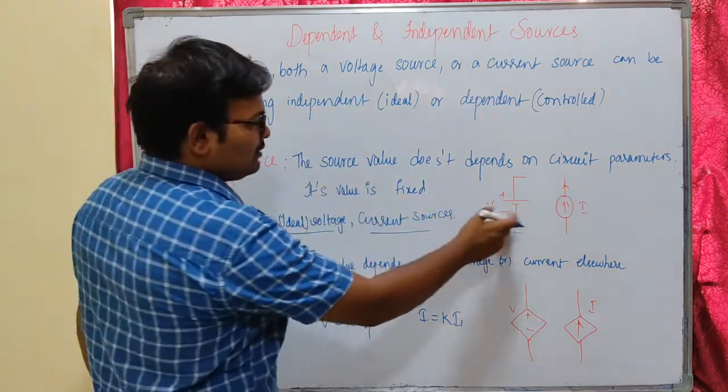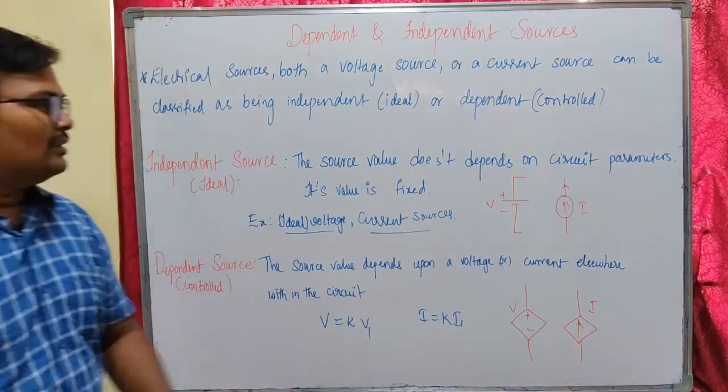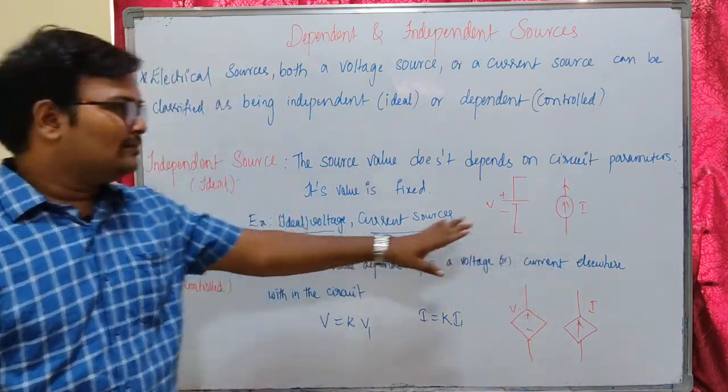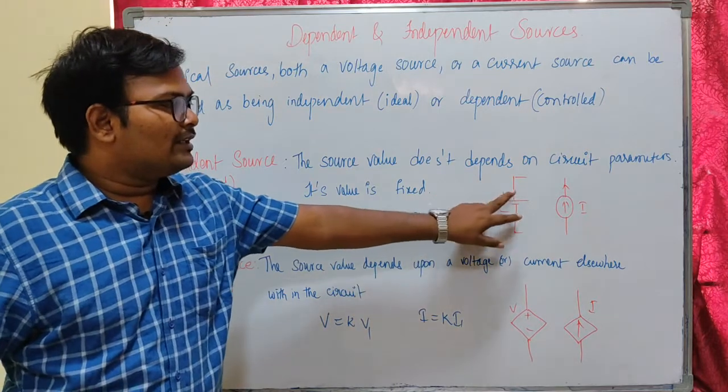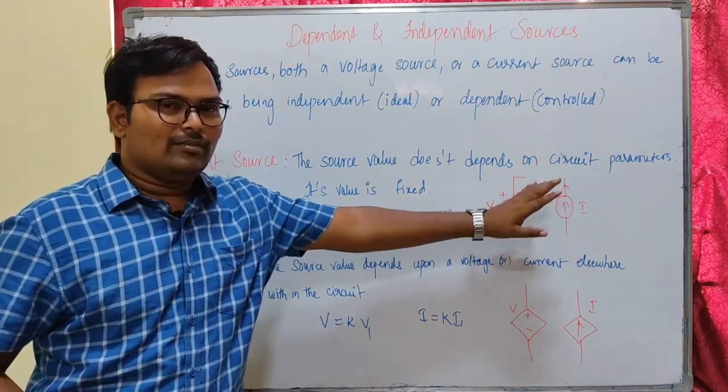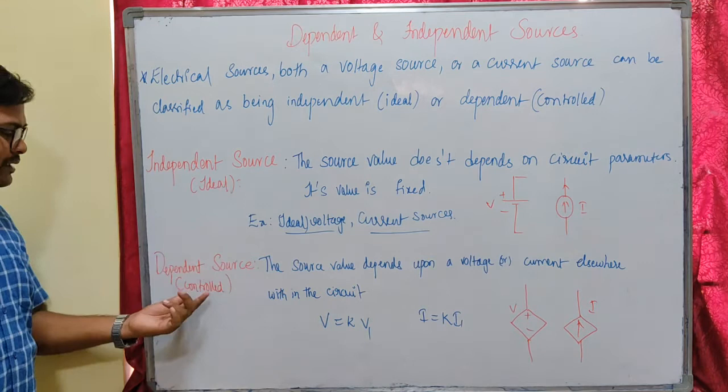These are the symbols for our independent sources. This is for the ideal voltage source, this is for the ideal current source. Its value is fixed, and it won't be affected by any circuit parameters. That is an independent source. Now let us see what is a dependent source.